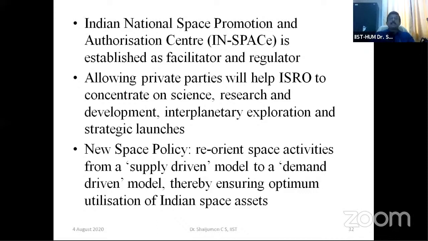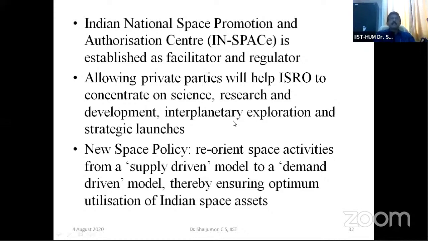Allowing private parties will help ISRO to concentrate on science, research and development. If you look at right now, ISRO is not getting much time to concentrate on research, development and interplanetary explorations, because the country needs a lot. They need more navigation, communication or remote sensing satellites. So every time they are just sending satellites, but they are not getting enough time to concentrate on research, development, interplanetary explorations and strategic launches. Therefore, if you introduce private parties in this sector, the advantage is that ISRO can concentrate more on space science, research, development, interplanetary explorations and strategic services. Private parties can do the other businesses also.